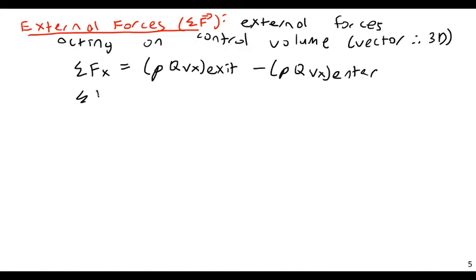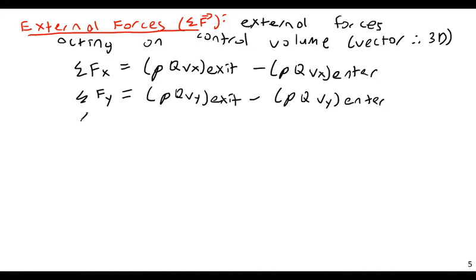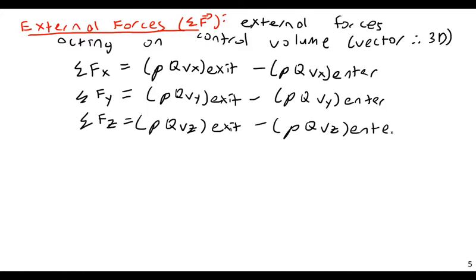Minus rho q vx at the entrance, enter. The summation of forces in the y direction, and the rest is just going to be the same kind of thing: rho q vy at the exit minus rho q vy at the entrance, enter. And summation of forces in the z direction is going to be equal to rho q vz at the exit minus rho q vz at the entrance, enter.